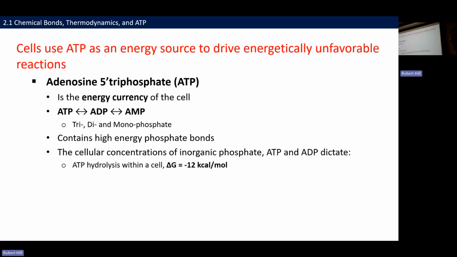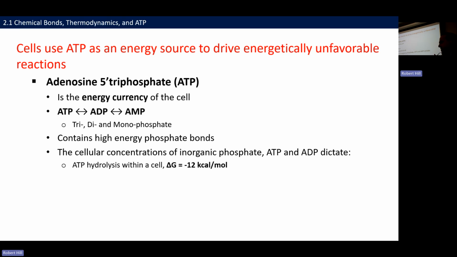All right, so ATP is a great molecule to transfer energy. It's called the energy currency of the cell because it's rapidly being used and rapidly being produced, because it has these triple phosphate groups, 3 phosphate bonds, and the phosphate bonds contain a lot of energy in them.